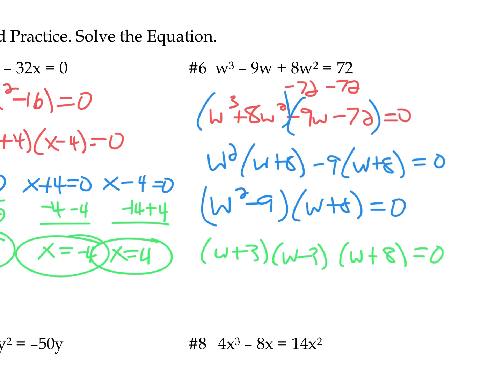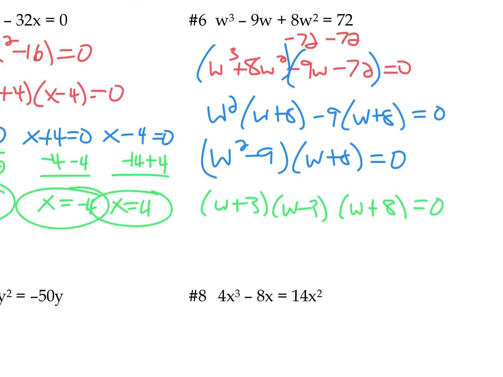And I'm going to take each of those and set them equal to 0. So I'm going to write out w plus 3 equals 0, w minus 3 equals 0, w plus 8 equals 0.